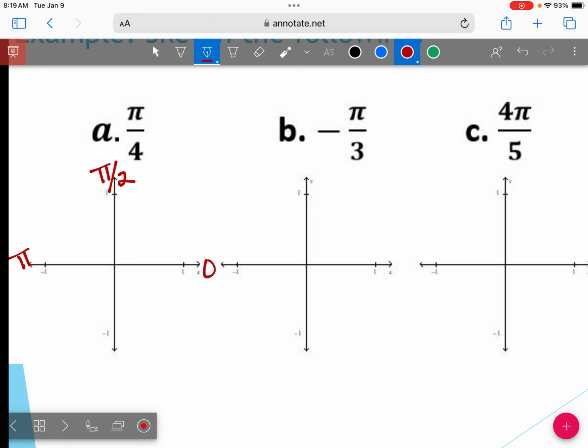1/4 of a dollar is 25 cents. Half of a dollar is 50 cents. So 1/4 is going to fall right here. It's going to fall in Q1.